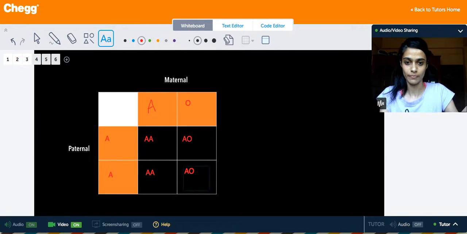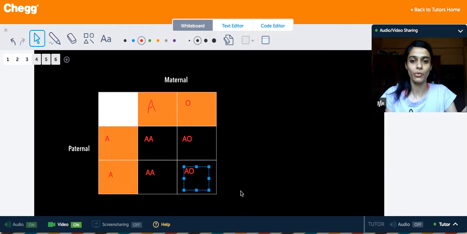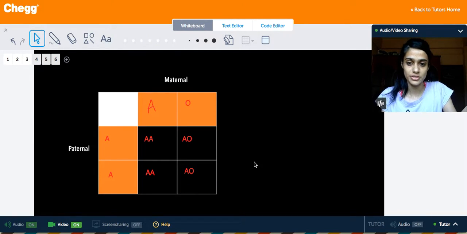So AO. Now, one thing to remember is that AO and OA are both the same thing. In both cases, the A is going to be dominant over the O, or if it's B, then the B is going to be dominant over the O. So in this situation, you have 2 of the children out of 4 having genotype AA, and 2 of them having genotype AO. But all of them are still going to have the blood group of A. But 2 of them, these 2, are going to be homozygous for A, and these 2, AO, are going to be heterozygous for A. But all of them are still going to be having the A-type blood group.